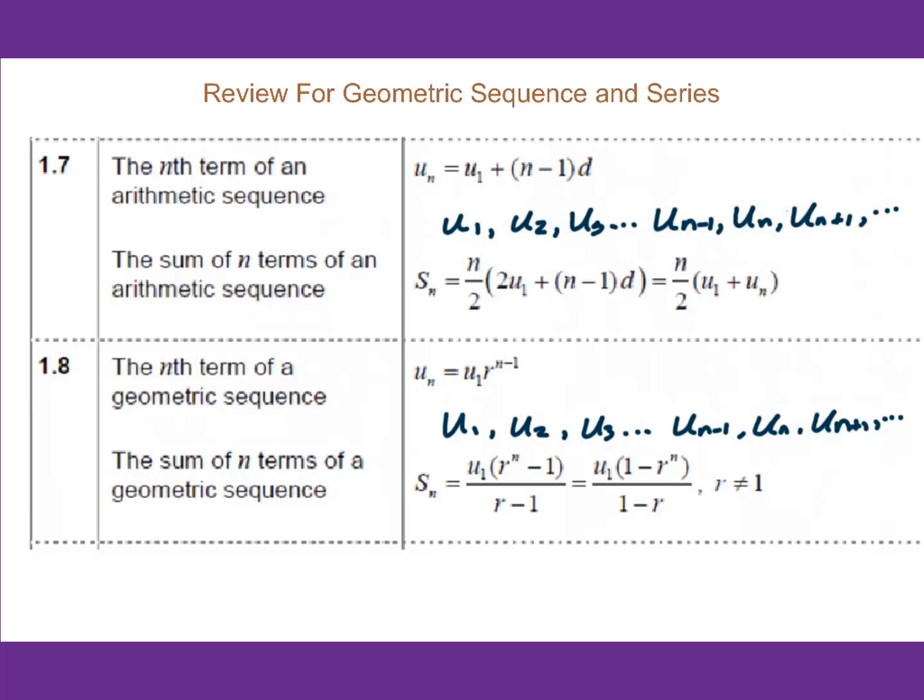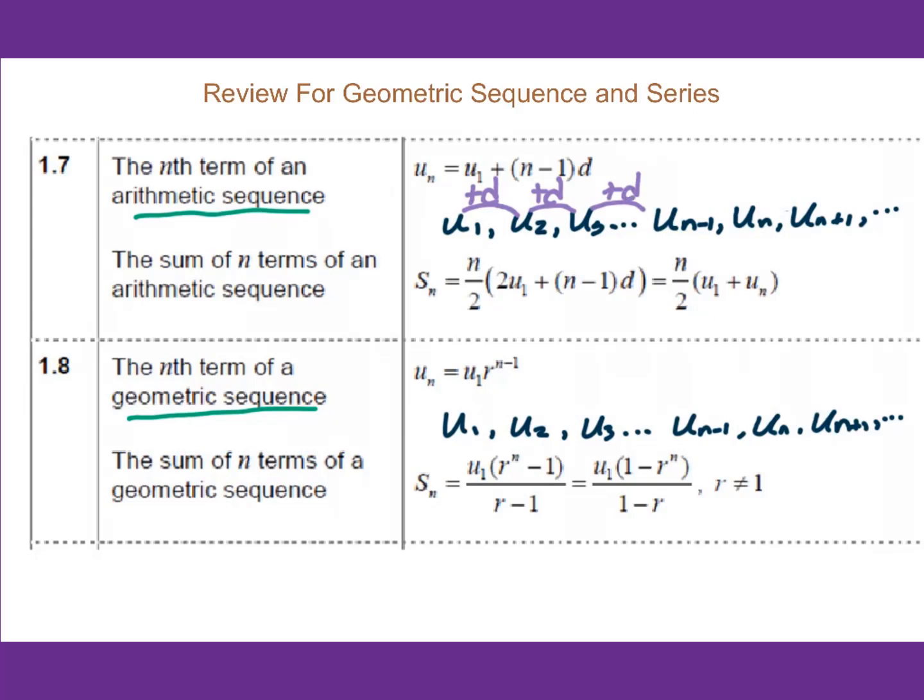Today's video is about review for geometric sequence and series. First of all, let's compare arithmetic sequence and also geometric sequence. For the sequence u sub 1, u sub 2, and so on to u sub n plus 1, and so on, if we keep adding a constant number to get the next term, then we call this an arithmetic sequence.